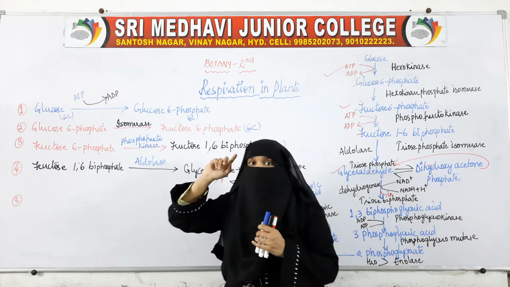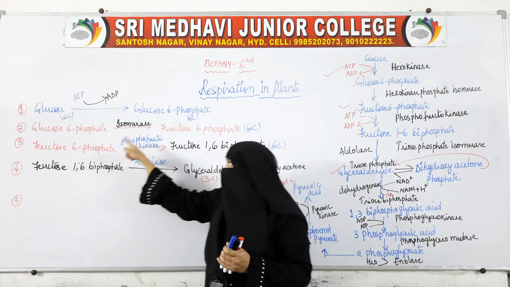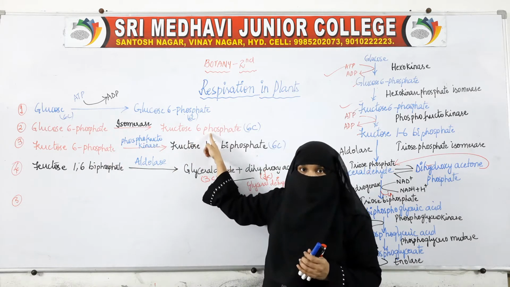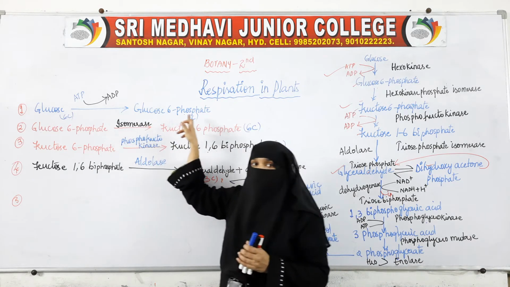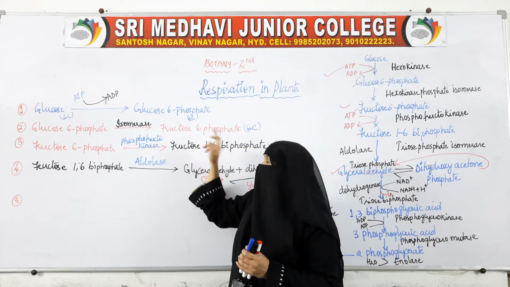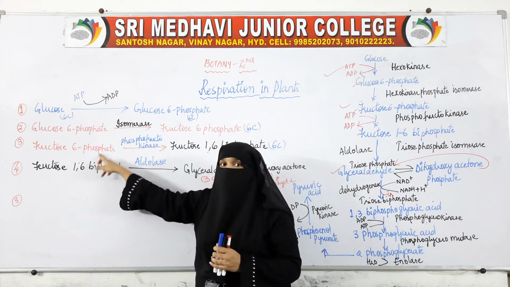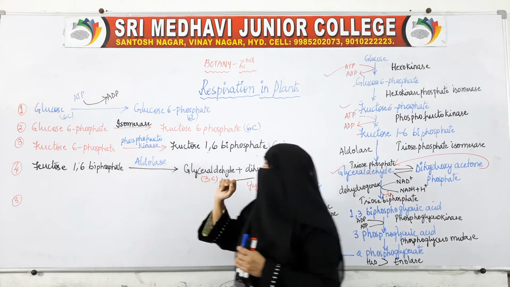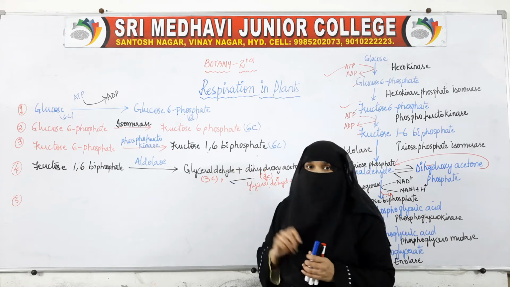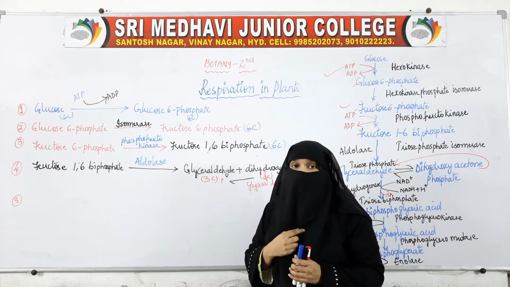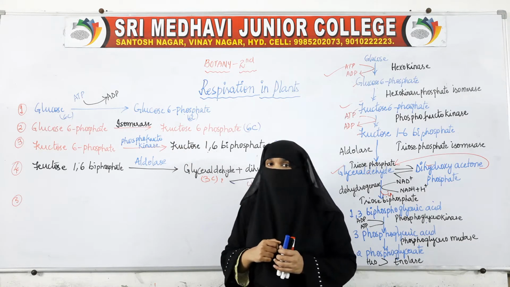Then in the next reaction, glucose 6-phosphate has changed to fructose 6-phosphate. The structure was changed. Now fructose 6-phosphate has utilized one more ATP and it has changed to fructose 1,6-biphosphate. Till these steps, 2 ATPs have been utilized.